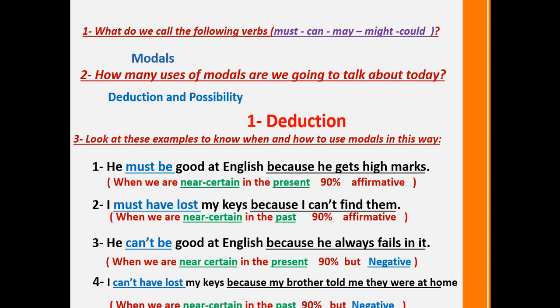So here we have must plus infinitive in the affirmative, and can't be, this is the negative form, and we have must have plus verb 3 in the affirmative past, and the negative can't have plus verb 3.